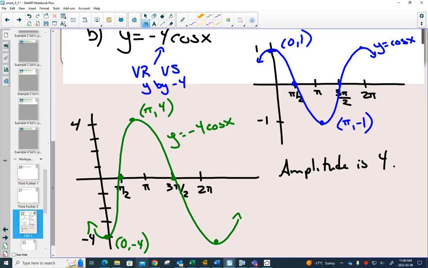Questions I'd like you to circle: 3A and B, 4, 5, and 9.